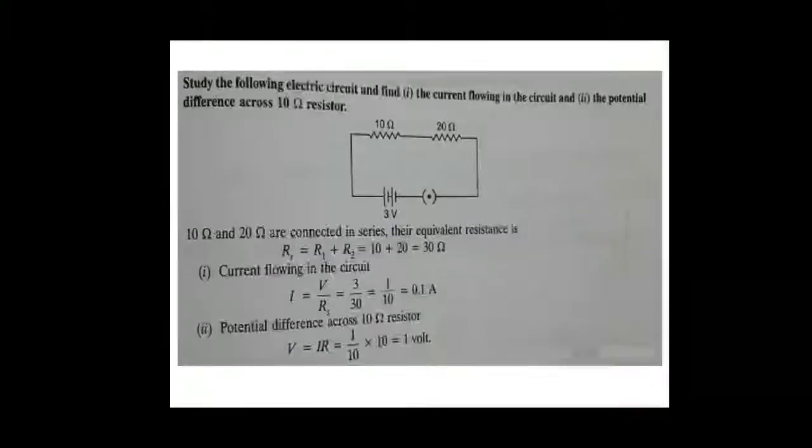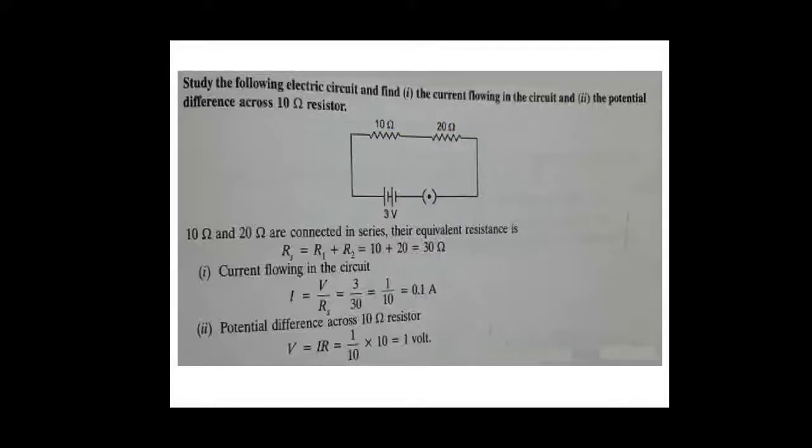Similarly, in another question of the same type, we have to find, in this electric circuit, the current flowing through the circuit and the potential difference across the 10 ohm resistor. As this is a series combination, we simply add up and get the equivalent resistance. Now the current flowing in the circuit is given by Ohm's law, that is total potential difference of the circuit divided by total resistance. We will divide it and find 0.1 ampere. So 0.1 ampere is passing through the whole circuit.